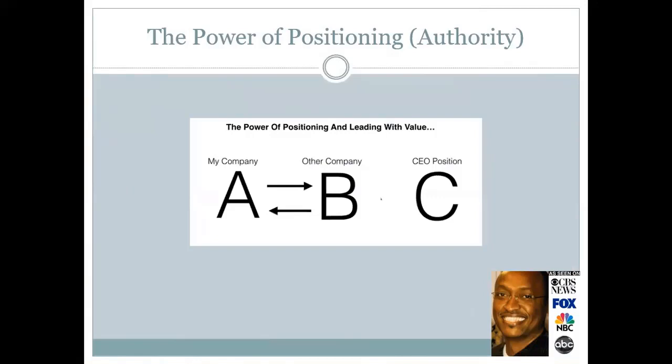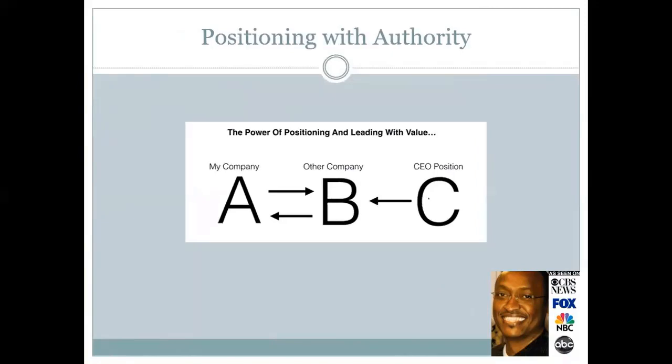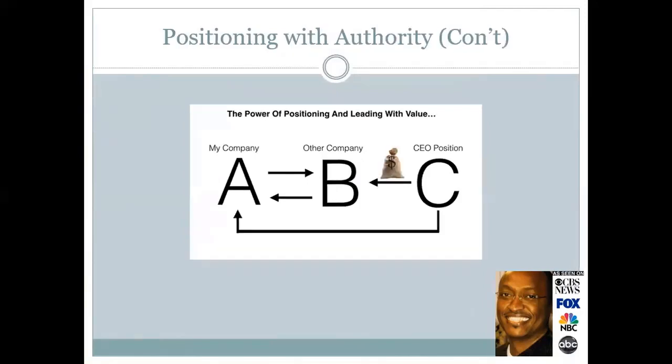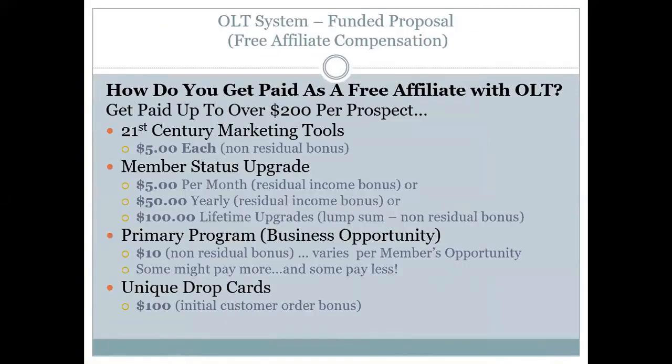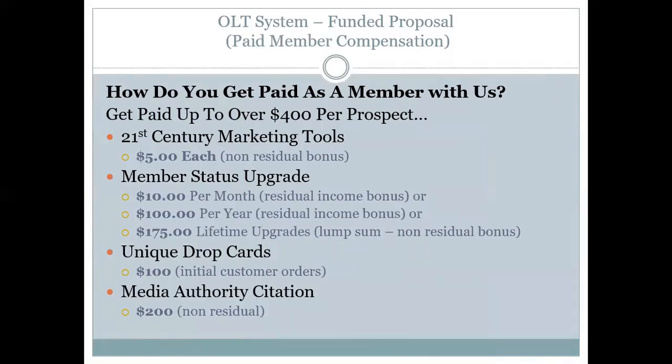You're able to provide them with actual training about various platforms, such as YouTube, Twitter, Facebook, and Instagram. You are seen as a nice guy. And so, putting yourself in that CEO position, you are then able to get paid from the folks in company A as well as company B. So how much do you get paid? As a free affiliate, you get paid up to over $200 per prospect. And as a paid member, you get paid up to over $400 per prospect.